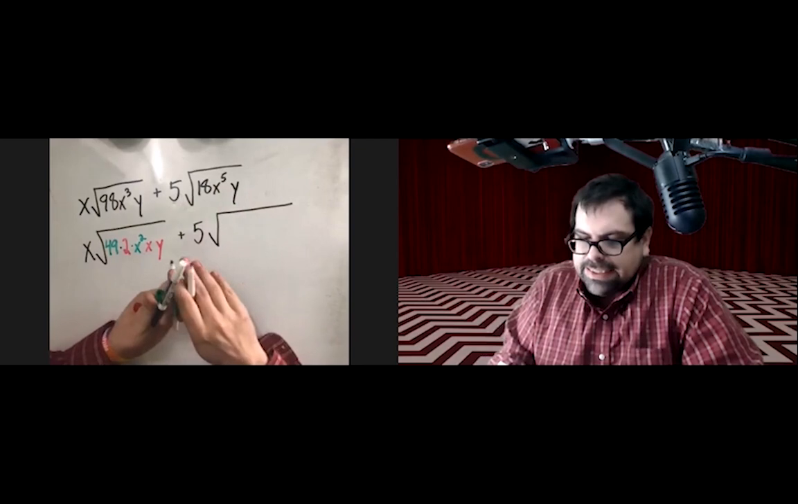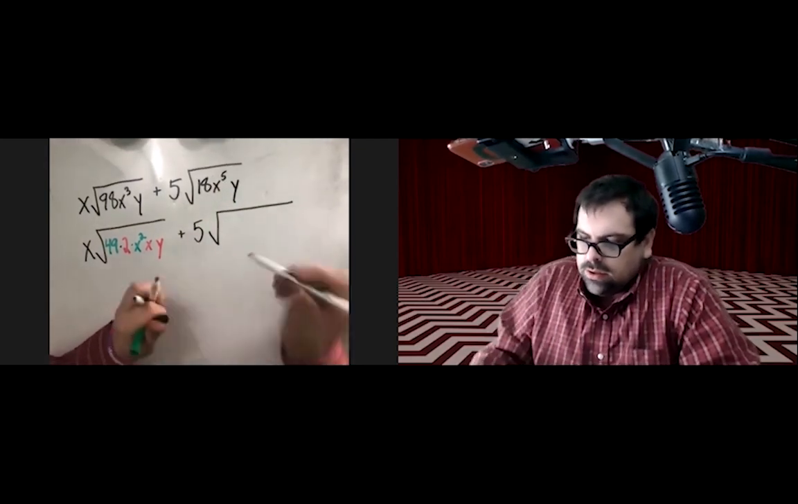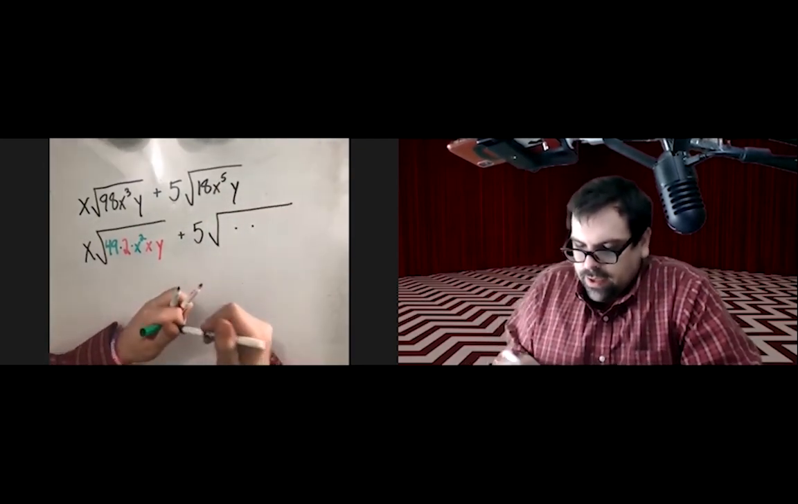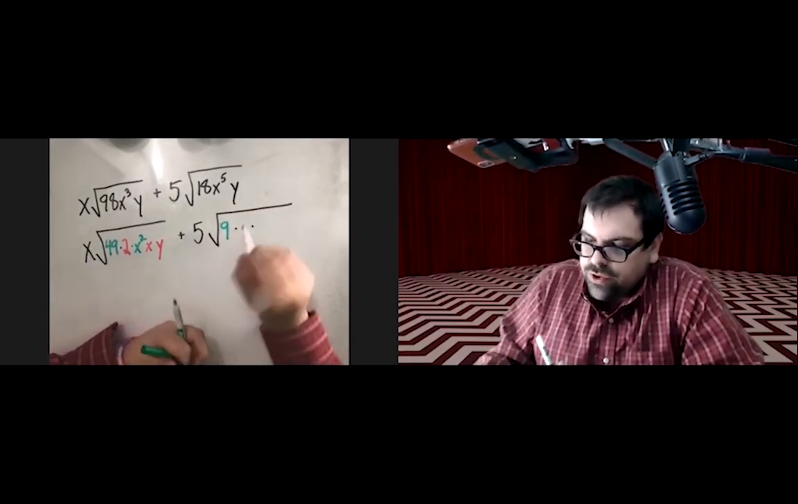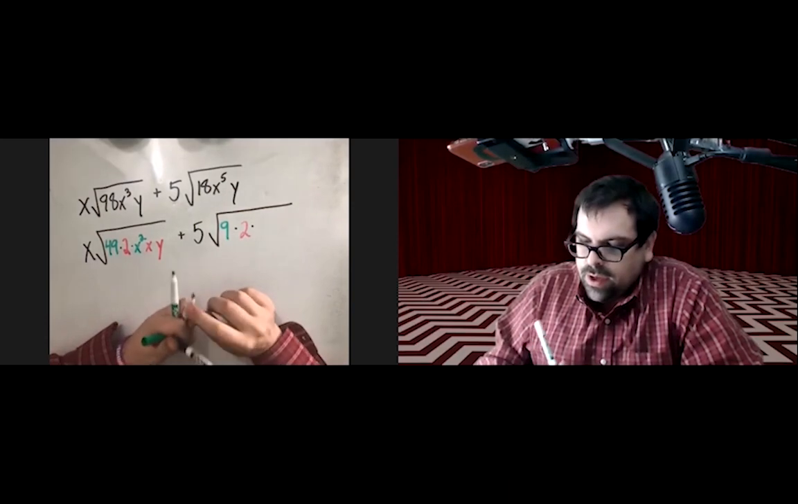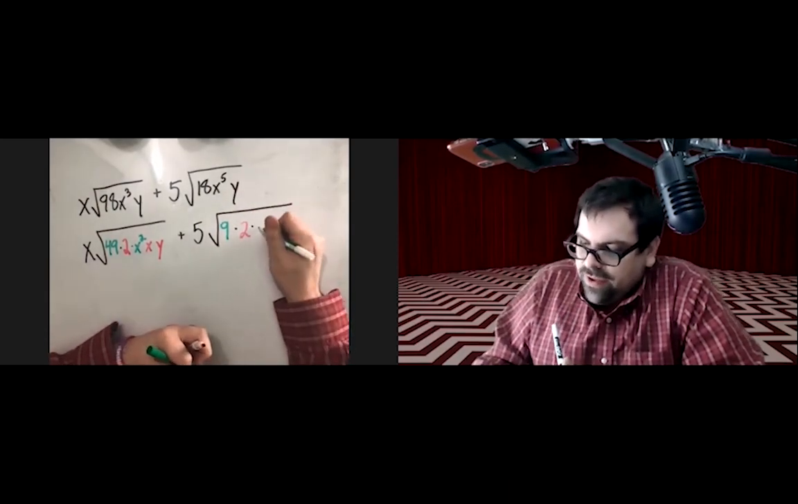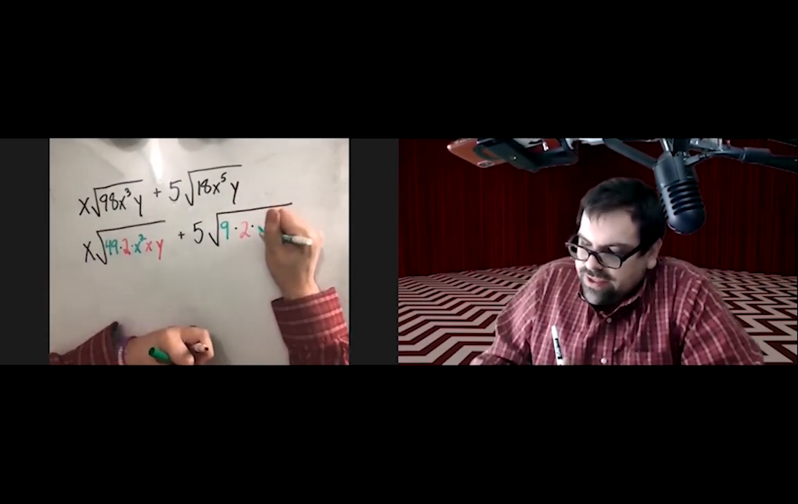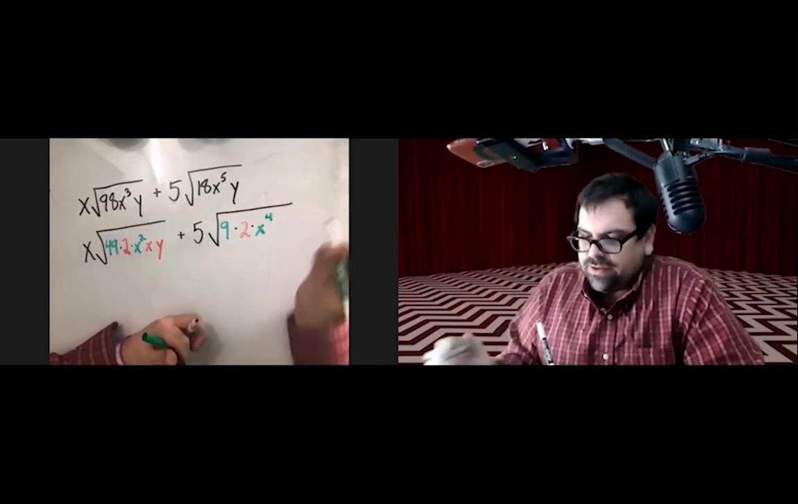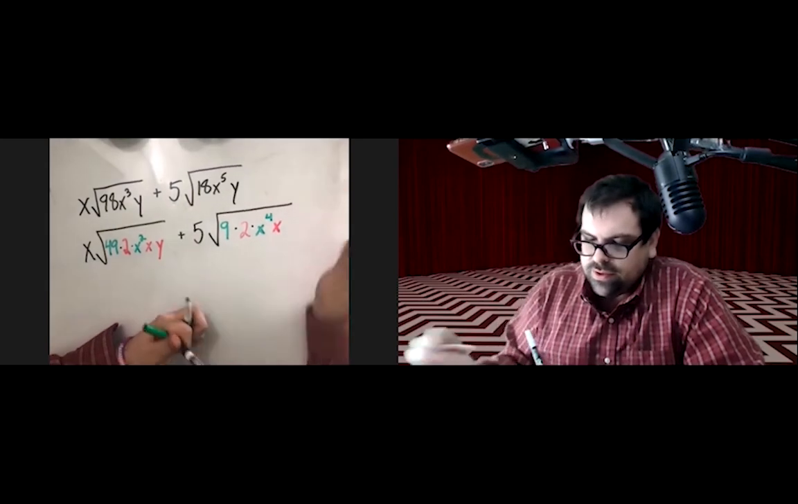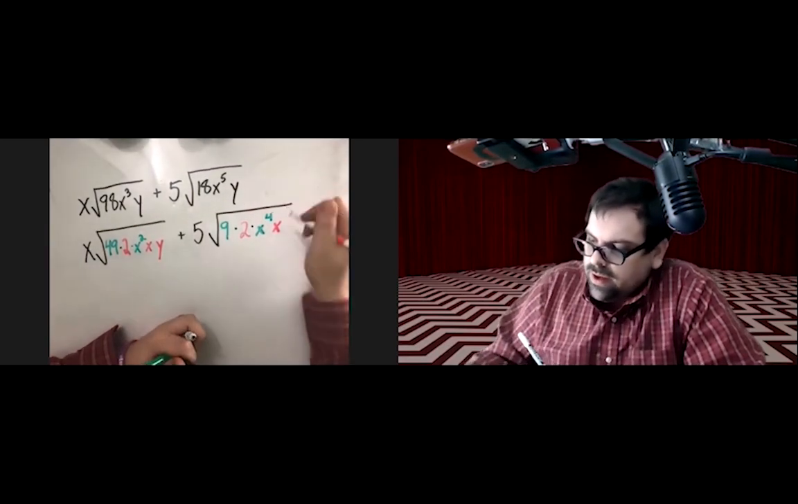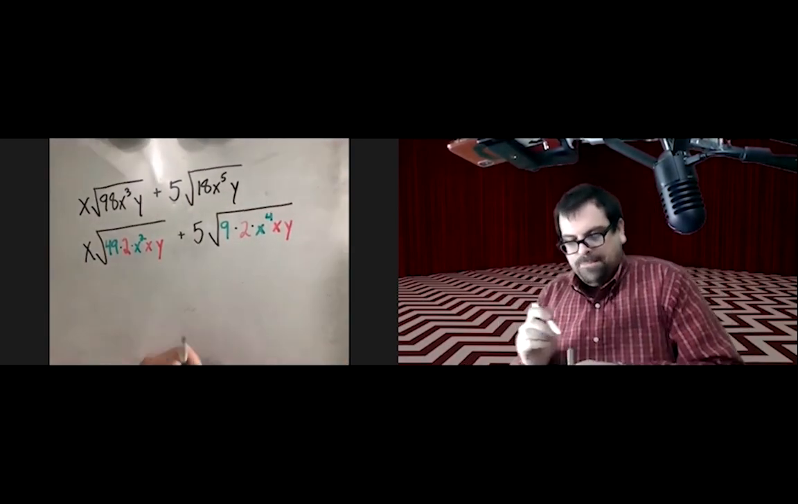Over here, 18. 18 is 9 times 2. X to the 5th, highest power of 2 that fits into 5 is x to the 4th. So we split that x to the 4th times x, and we can't simplify the y.